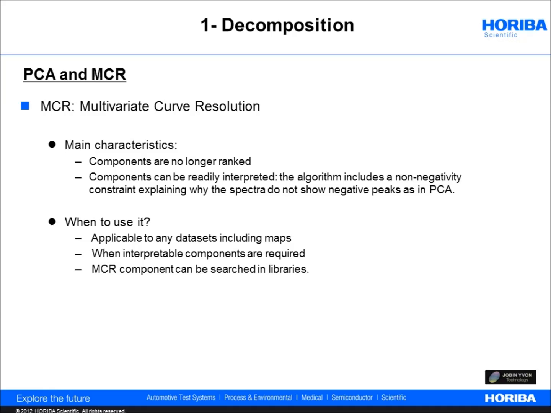In that sense, MCR aims at recovering pure spectral profiles of the chemical constituents of a mixture, even when no prior information about the mixture is available. As a consequence, the loadings might then be searched directly in spectral libraries for identification. MCR also involves an iterative algorithm which might be limited and time-consuming if large datasets are analyzed.